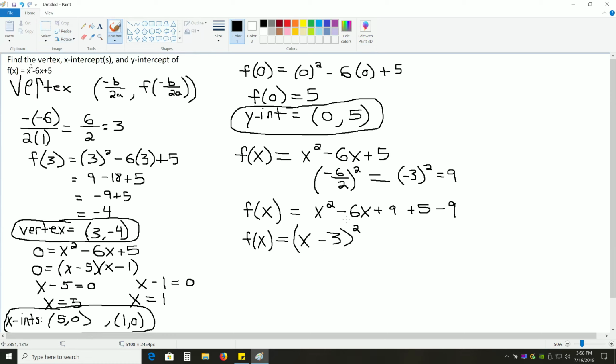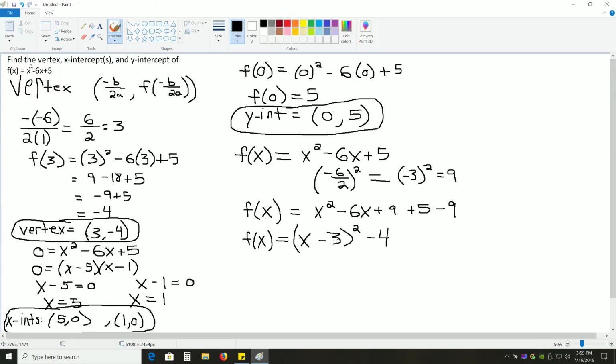So remember, completing the square is all about taking this x squared minus 6x plus 9 that we just created and rewriting it as x minus 3 quantity squared. And on the outside, we have plus 5 minus 9. That gives us minus 4. Now that we've completed the square, this is in our vertex form. We call this the vertex form of a function.